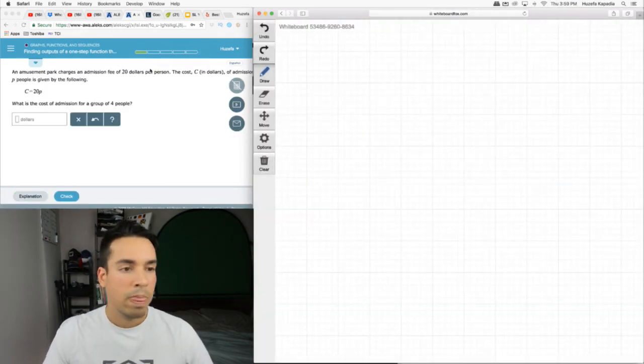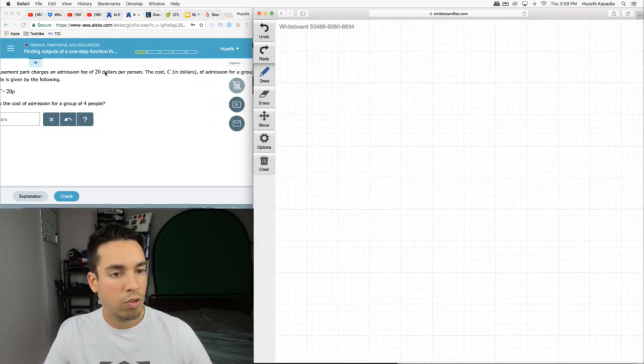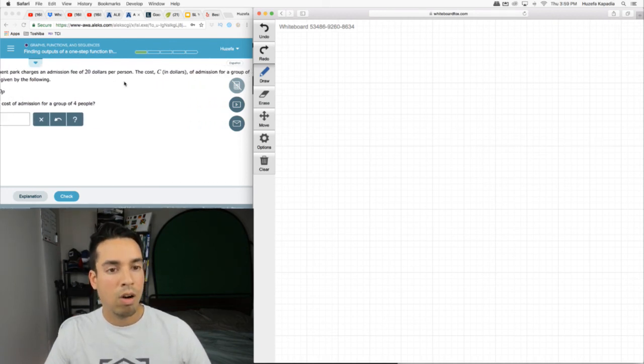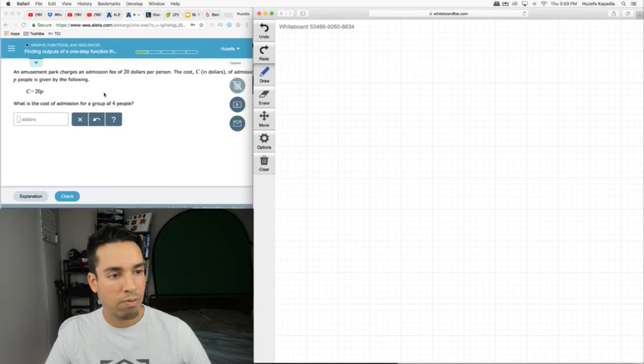Let's do the next one. So an amusement park charges an admission fee of $20 per person. Again, they're putting this in nicely first. The cost in dollars of admission for a group of people is given by the following. So it's literally like if P equals 1, it's going to be 20 bucks. If P is 2, it's going to be 40 bucks, etc.